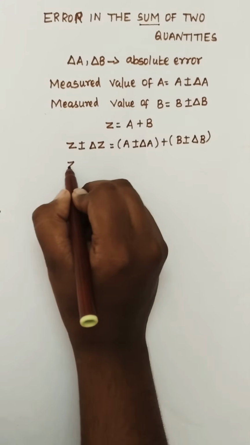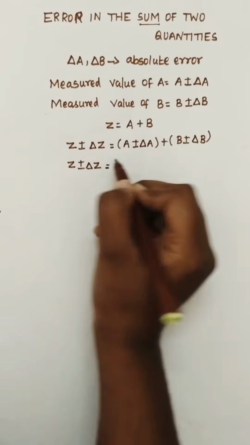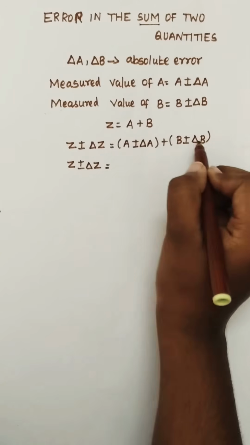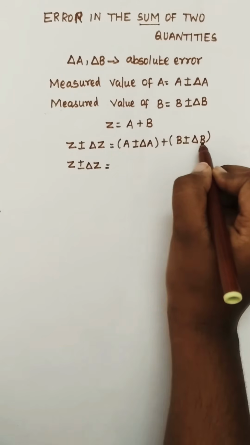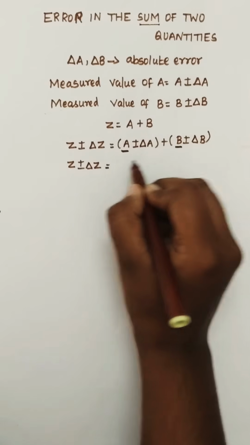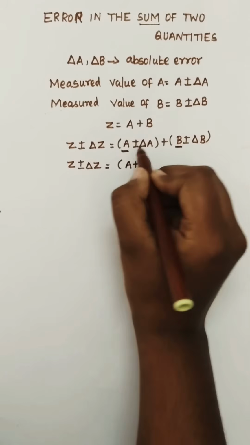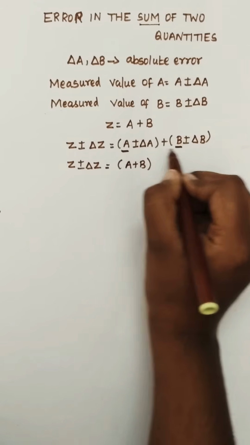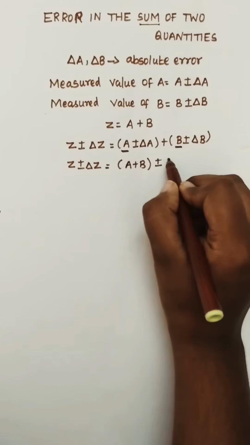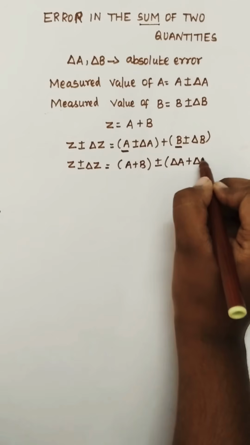So I am going to rearrange this equation. Z plus or minus delta Z is equal to, just separate and write A, B terms and error terms. That is, error term is delta A, delta B. I am just going to rearrange this. So club these two terms, A plus B. So next two terms is plus or minus delta A plus or minus delta B. Plus or minus is common. So plus or minus delta A plus delta B.